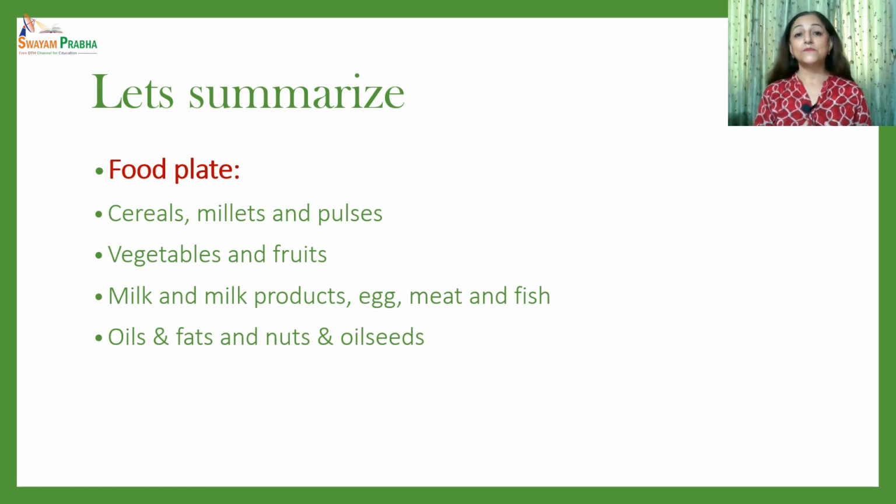So what are these basic four groups? It should contain cereals, millets and pulses. The second group is vegetables and fruits. Third, we should choose food from milk and milk products, eggs, meat and fish. And last is oils, fats, nuts and oilseeds. So a combination of these four food groups was recommended to create a healthy food plate.